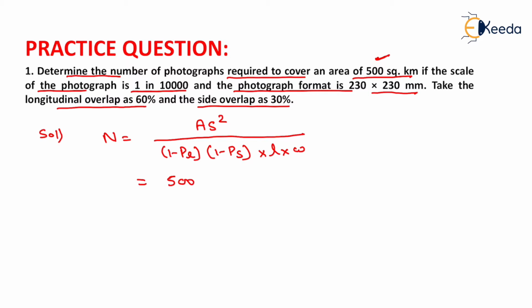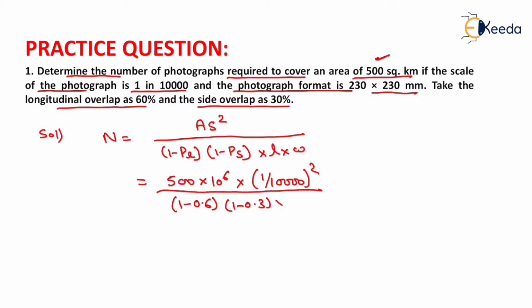Now in the question, area is given as 500 square kilometer. So we will convert this into meter square and it will be equal to 10 to the power 6. Now scale is given as 1 by 10,000 whole square. The value of longitudinal overlap is also given as 60%, that is 0.6, and side overlap is given as 30%, that is 0.3, into length of photograph is 0.23 meter and width of photograph is 0.23 meter.